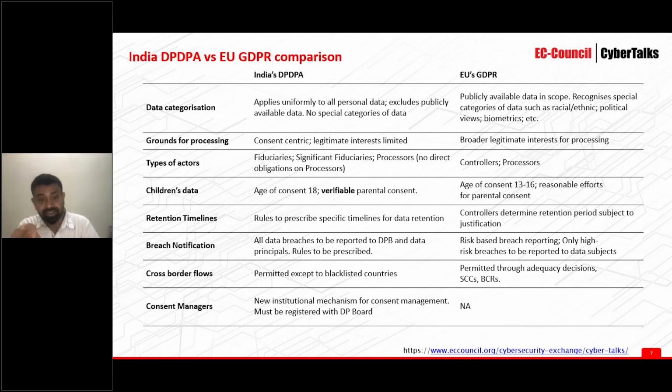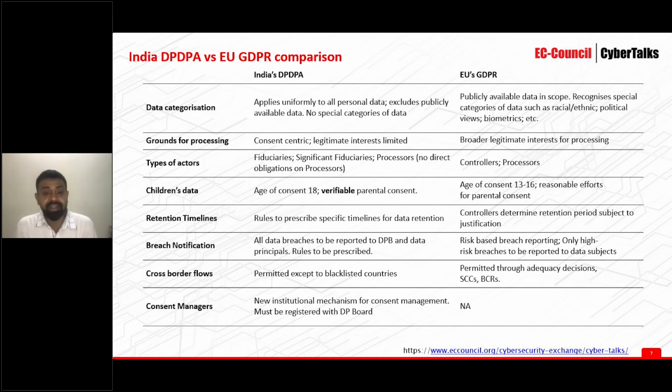The children's data, the age is different. It is 18 in India, which is the very regular age for most activities. When you're talking about a driving license in India, you can get it after 18. So the same is being taken over here. Age of consent is 18, and there has to be a verifiable parental consent before 18. Whereas the GDPR says it is 13 to 16, which is fair enough, but the difference is there has to be reasonable effort. So there's a difference between a reasonable effort versus verifiable parental consent. A significant difference when we come to the application of it. It's not going to be just reasonable effort; you need evidence which can be verified.